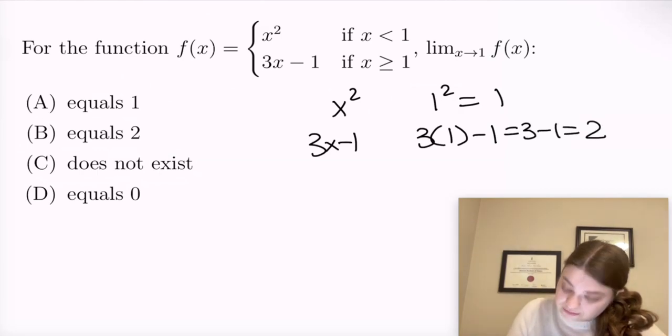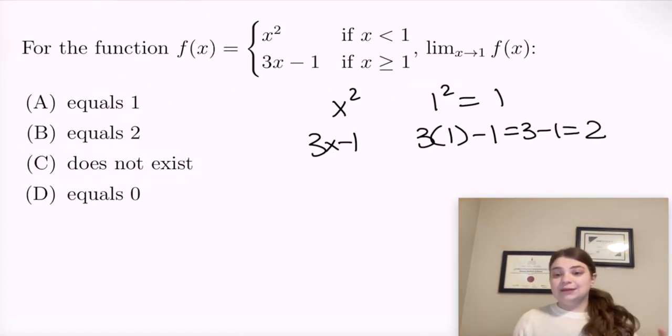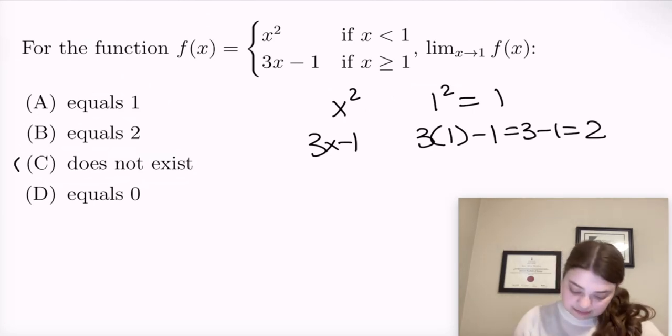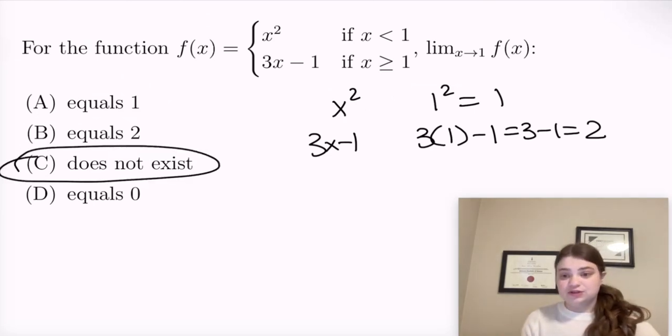which is 2. And so for the left-hand limit, we got 1. For the right-hand limit, we got 2. And so what does that mean? It means that the overall limit does not exist because we got two different answers. We would have had to get the same answer for the two-sided limit to exist there.